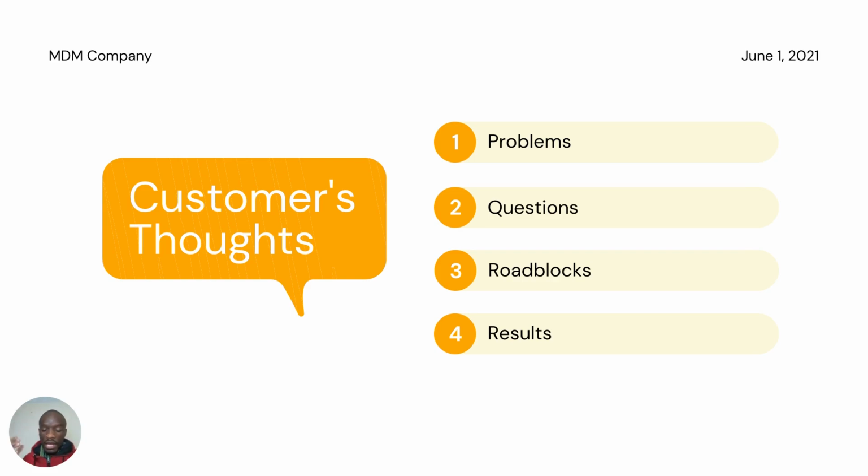Now that we know about our traffic, the next thing we need to think about is how we can communicate with them. The language: we need to be able to interrupt the thoughts that are going through their minds. And the best way to interrupt these so that we can have a meaningful conversation that ends up in a transaction is to understand the problems that they're facing, the questions that they have, the roadblocks that are preventing them from getting the solution, and then the results.